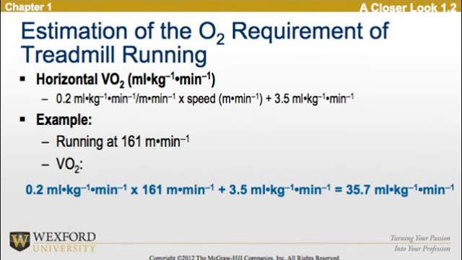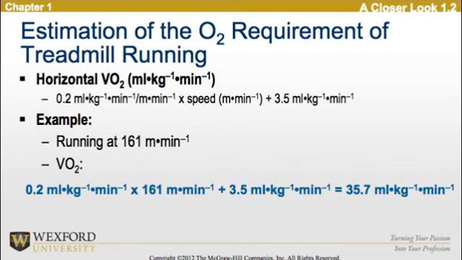Now if we look at an estimation of the O2 requirement of treadmill running, let's do an example where we only calculate the horizontal VO2 and eliminate the vertical VO2 component that we looked at in the walking estimation. So for horizontal VO2, again that unit is milliliters per kilogram minute. So the equation for the running would be 0.2 milliliters per kilogram minute divided by meters per minute times the speed, which is again meters per minute, plus 3.5 milliliters per kilogram minute.